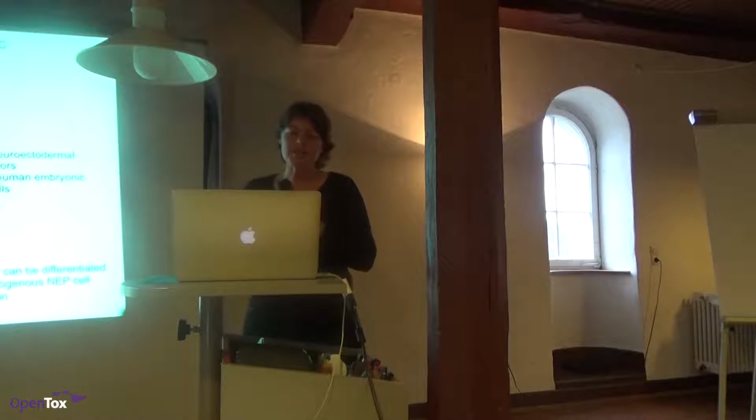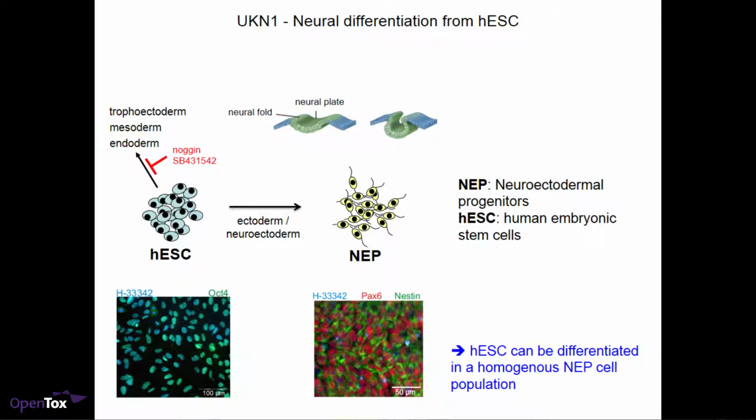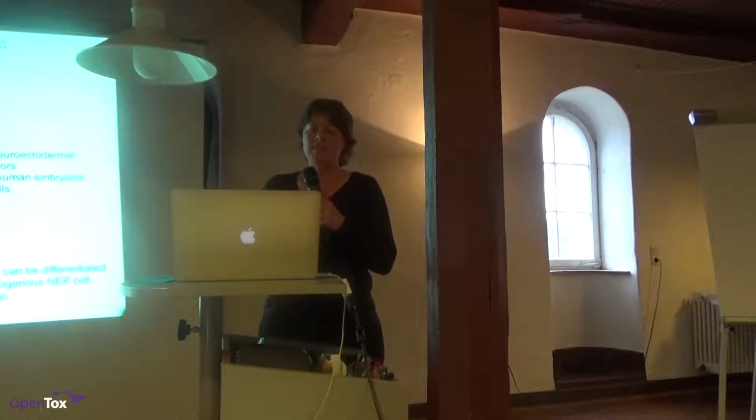The biological system is based on human embryonic stem cells, and in the meanwhile we can also do it with induced pluripotent stem cells. It's based on a dual SMAD inhibition by noggin and a small-molecule drug that prevents differentiation to the other germ layers. It pushes the cells into the ecto-neuroectoderm lineage, and at the end, after 14 days, we end up with a quite homogeneous population of neuroectodermal progenitors, so that over 90% are PAX6 positive and nestin positive.